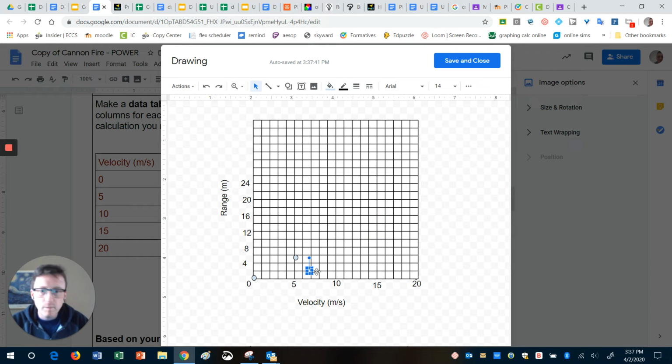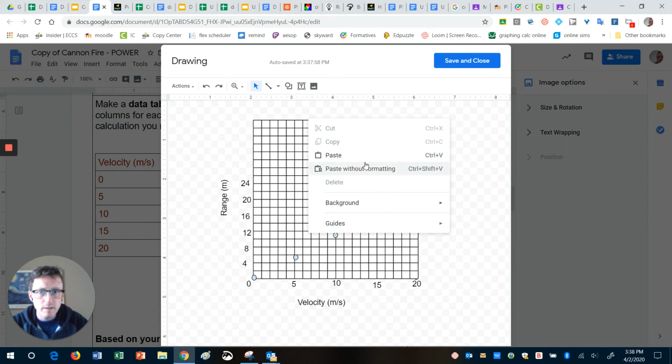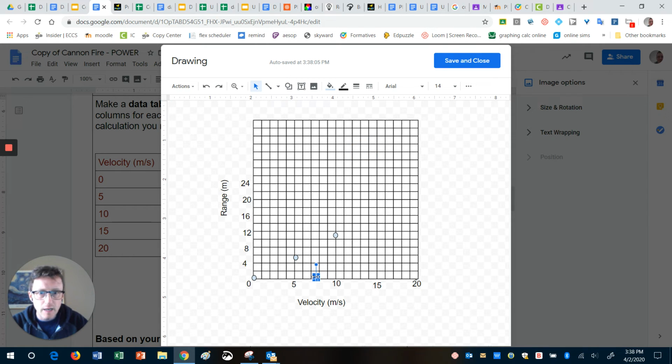Okay, so my next data point was at 10 meters per second, and it was 11.06. So I've got to figure out, okay, here's 8. This is 10. This line up here is 12, so it must be right in the middle of those. Okay, my next one, again, right-click, paste to get my dot. And my next data point was at 15 meters per second, and at 16.59.